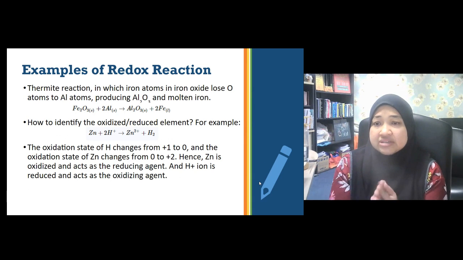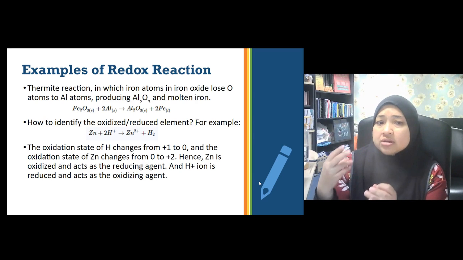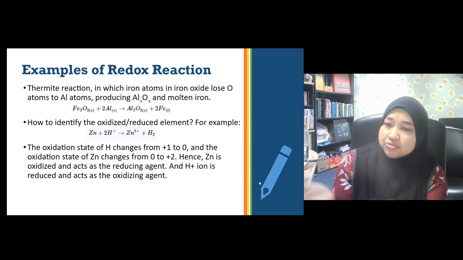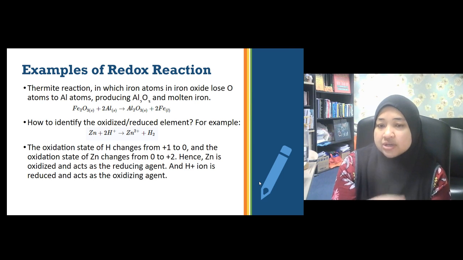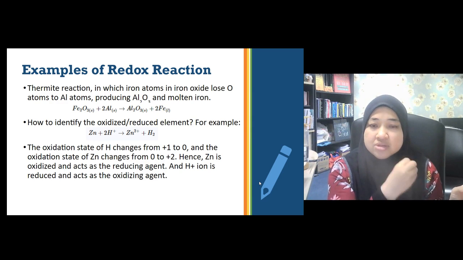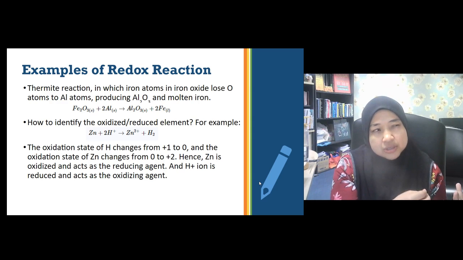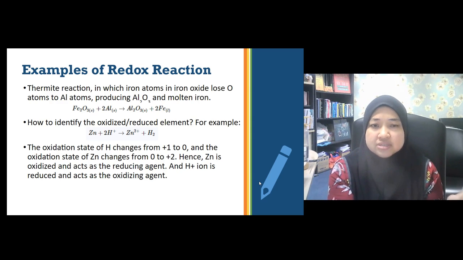This is an example in the thermite reaction, where iron oxide reacts with aluminium. Iron oxide will lose oxygen atoms, and they will donate oxygen atoms to aluminium, and then we get aluminium oxide, and also molten iron, because when iron does not react with oxygen, it is in liquid form. So molten iron is the pure form of iron. That is how they can get back iron, and they manufacture other things with iron by using the molten iron.